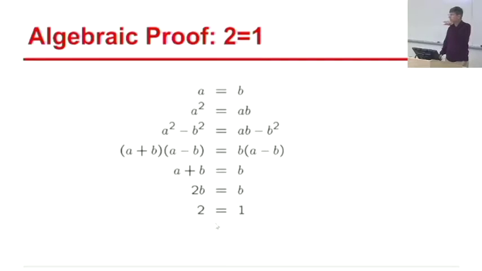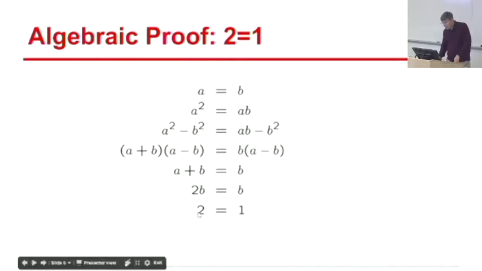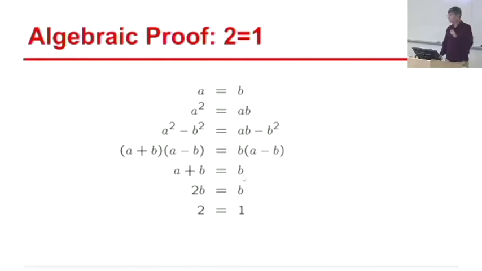What is the problem? Yeah. Dividing. I'm hearing dividing by 0. Where am I dividing by 0? What? A minus B, I am not. There's nothing wrong. Wait. Oh, when I cancel from here to here, I am dividing by 0, right? Because A equals B.